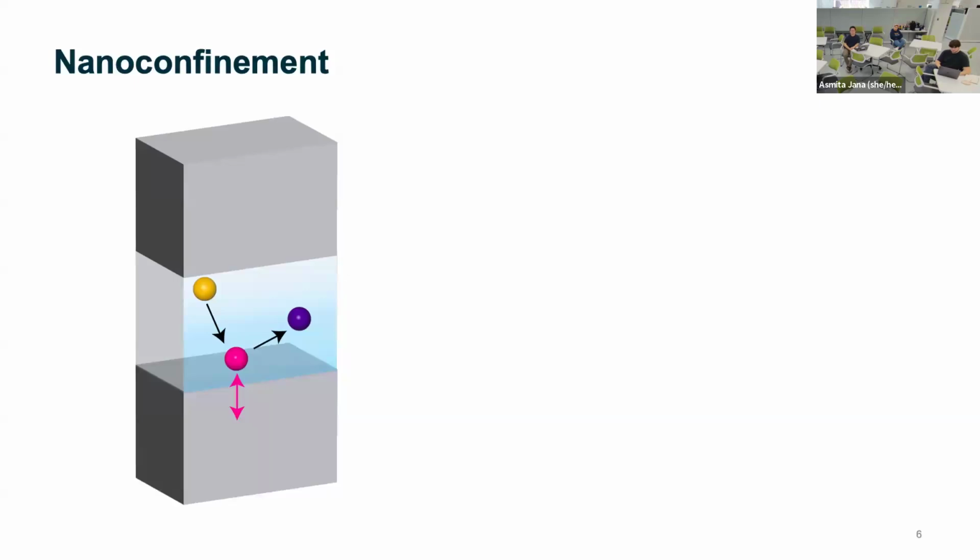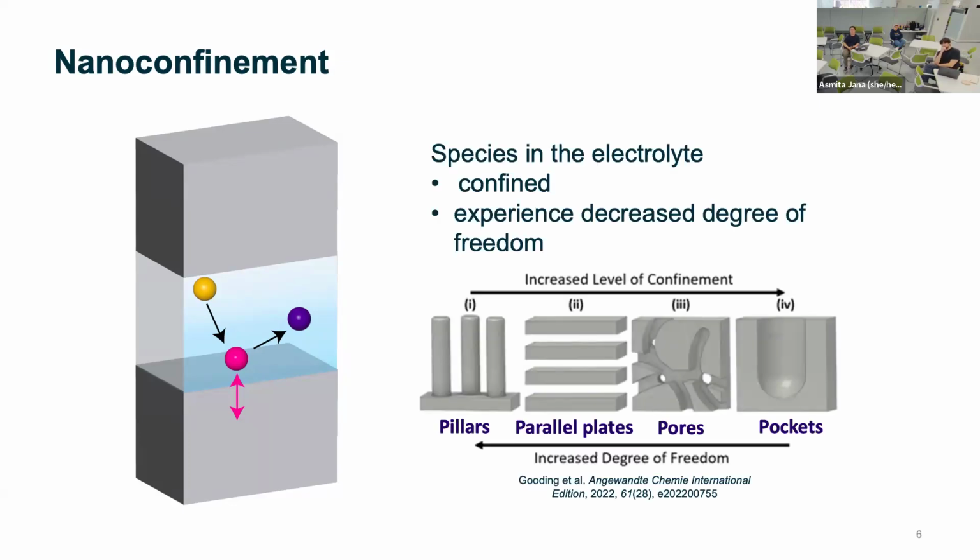What is nanoconfinement? As the name indicates, it's a way to confine or restrict the motion of chemical species at the interface. So you can imagine that, if the interface consists of pillars, you can move around, but maybe not as freely as if you didn't have any confinement. If you have parallel plates, there are only two directions in which you can move and not really as much in the third direction. In a pore, once you're in, you can only go through one direction, whereas if you're in a pocket, the way you go in has to be the way you go out. So with an increased level of confinement, you have a decreased degree of motion.